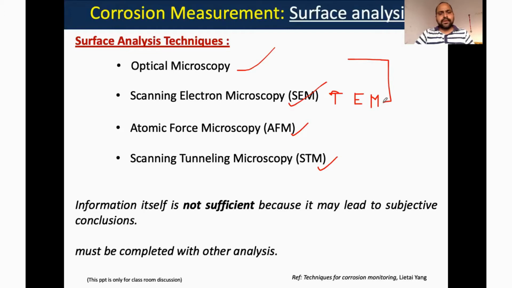However, it depends on what we are trying to see. So the information is good, but not sufficient to make any final conclusion about corrosion, because this is a kind of subjective approach. Therefore, if we would like to analyze corrosion, we also need to include some other technique along with surface analysis, using an optical microscope, SEM or TEM.